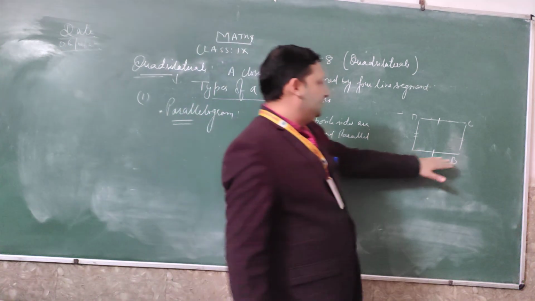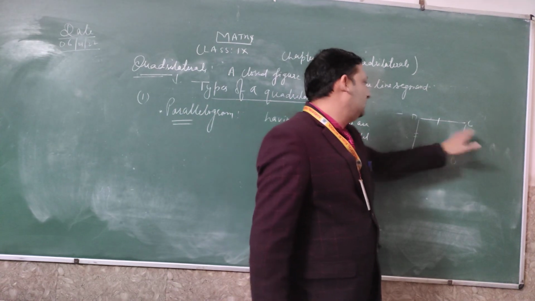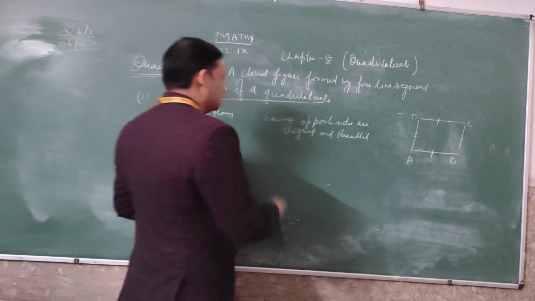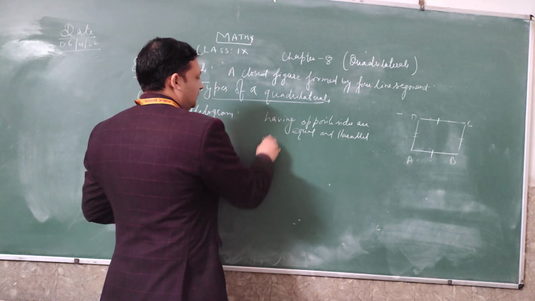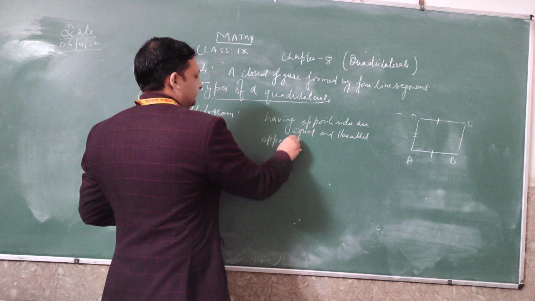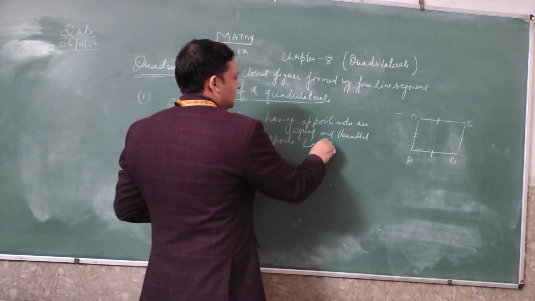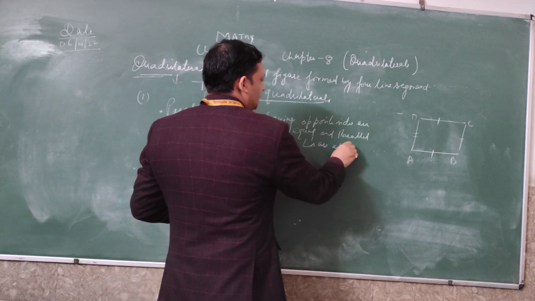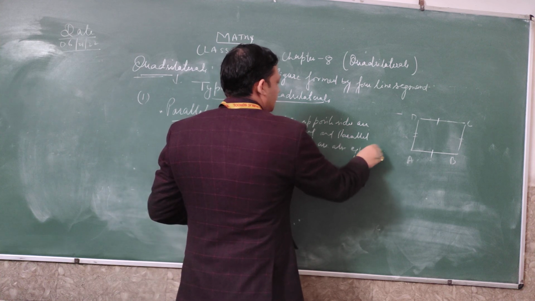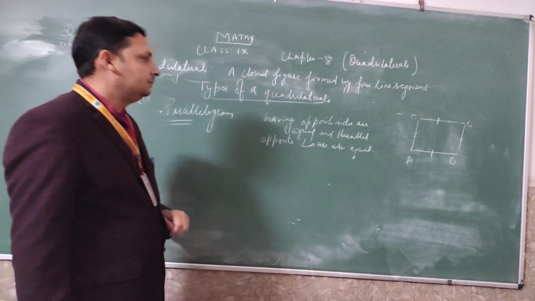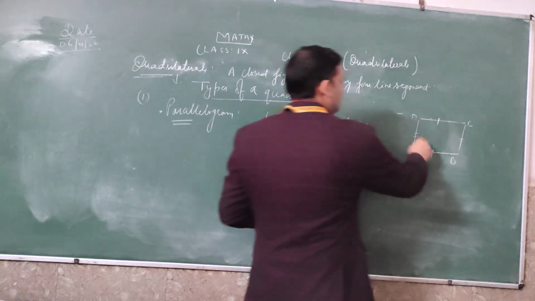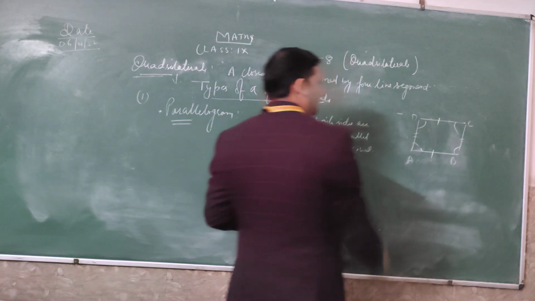If opposite sides are equal, this side will be equal to this, and opposite angles are also equal. Opposite angles are also equal. That is called a parallelogram. Means angle A equal to C, angle B equal to D.